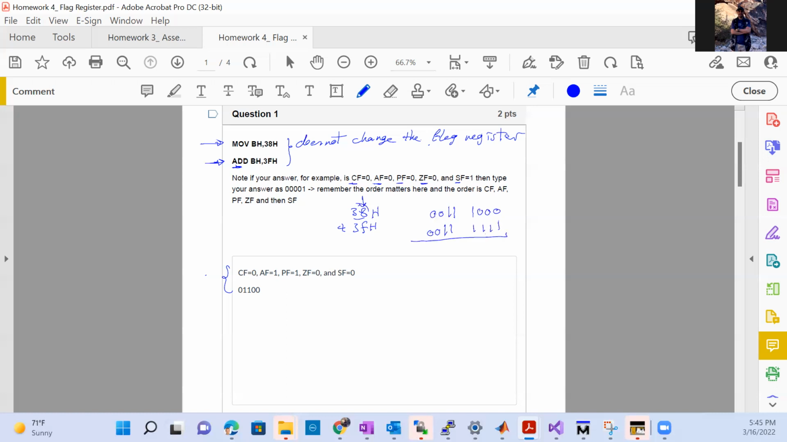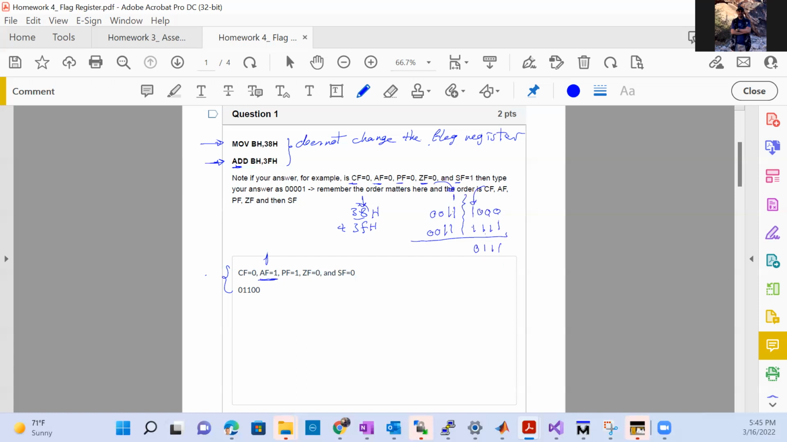Let's add them together. 0 plus 1 is 1. 0 plus 1 is 1. 0 plus 1 is 1. 1 plus 1 is 0, and we have a carry of 1. And before you continue, we said that the auxiliary flag happens if you have a carry from the 4th bit to the 5th bit. This is the 4th bit here. This is the 5th bit. So we have a carry, so the auxiliary flag is 1. That's correct.